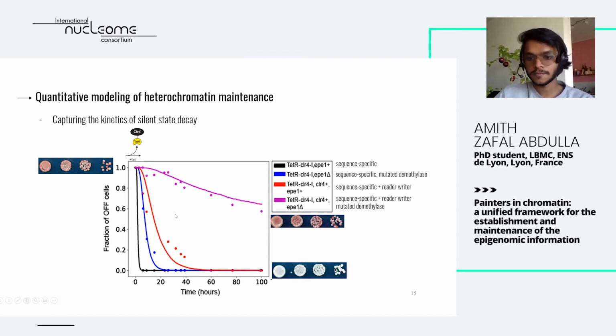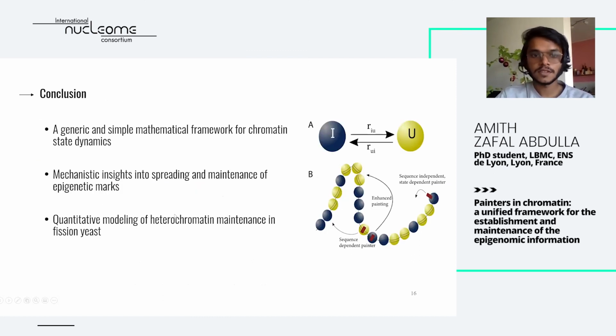To conclude, we now have a generic and simple mathematical framework for the chromatin state dynamics with some mechanistic insights. Also, we can relate the model with the experiments, and we can predict experimental observations.